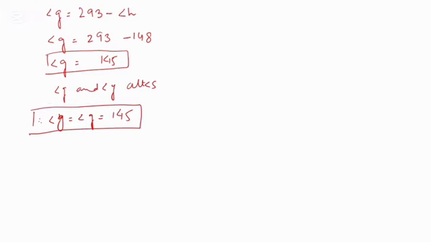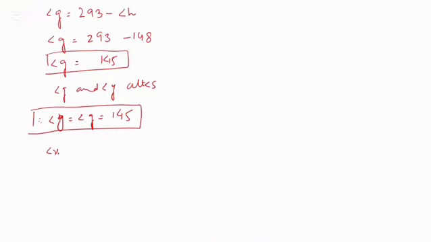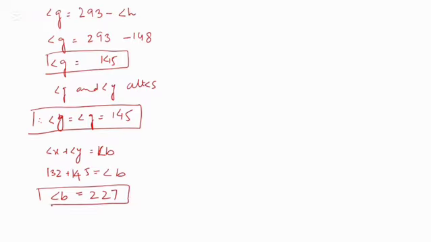Now, since we know that angle B is the sum of angle X and Y, and we already found angle X and angle Y, we can find angle B very easily. Angle X plus angle Y is equal to angle B. Angle X is equal to 132 and angle Y is equal to 145. So angle B would be 277. This is our required answer.